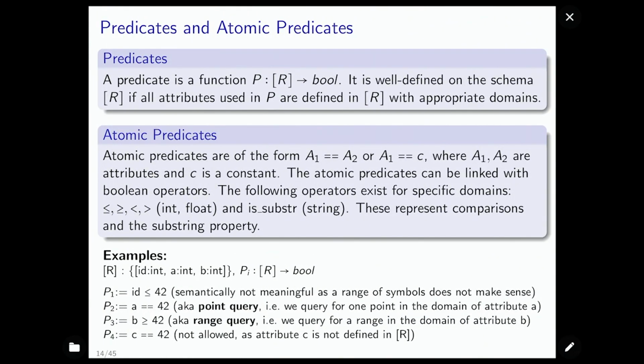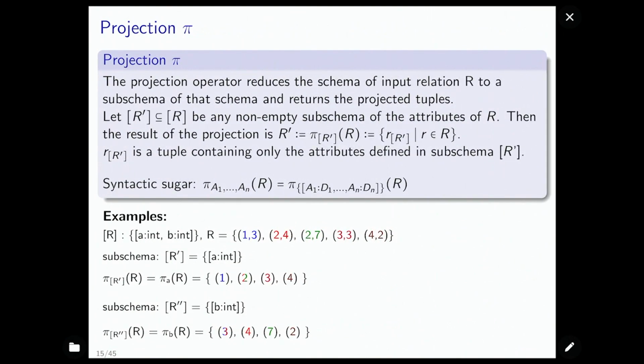Here again we have more examples for those predicates. A predicate is defined on the schema of the input relation R and maps to bool, so it only returns true or false. Here's a couple more examples. Here you have a schema with ID, A and B, and then you can reason about what is valid and what is not. For instance, this is not allowed because C is not part of that schema. So it's not well defined. That doesn't work.